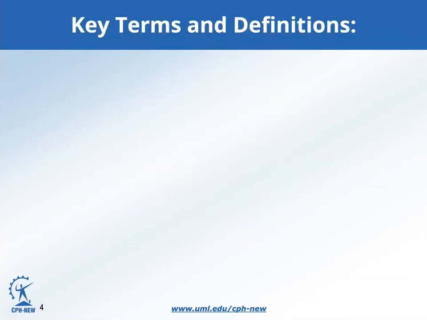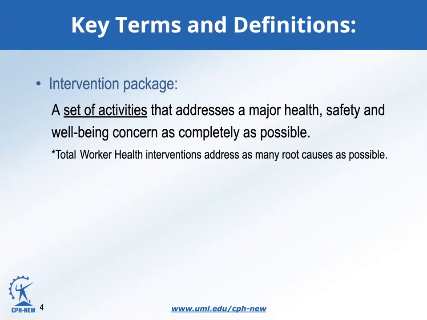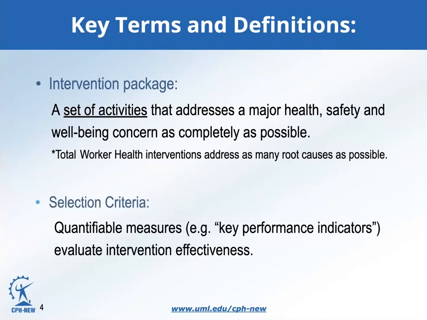The design team may use the terms on this slide when they present interventions. An intervention package is a set of activities that comprehensively addresses a major safety, health, or well-being concern. Why a package? Interventions are most effective when they address as many root causes as possible. This holistic approach is a defining element of total worker health interventions. Selection criteria are measures or performance indicators to evaluate the feasibility and the effectiveness of an intervention. These include scope, benefits, resources, and obstacles. This video will show an example of how to use the selection criteria to rate each intervention package.